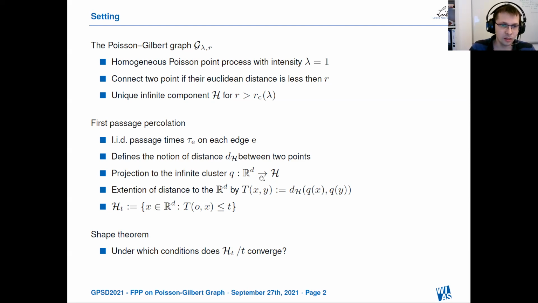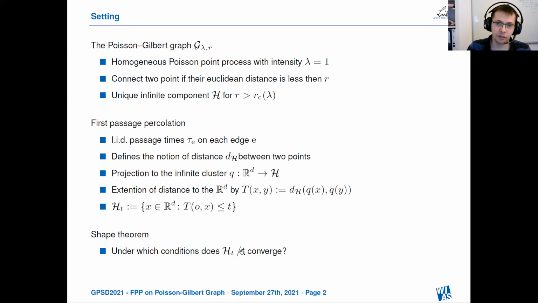This extends the notion of distance from points of the infinite cluster to points in R^d, meaning the distance between 2 points is the distance of their projections on the infinite cluster. And this leads to the definition of H_t. This is the set of points whose projections are reachable from the projection of the origin by time t. What we want to study in our shape theorem is the shape of H_t divided by t, the rescaled version of it, and whether it converges.